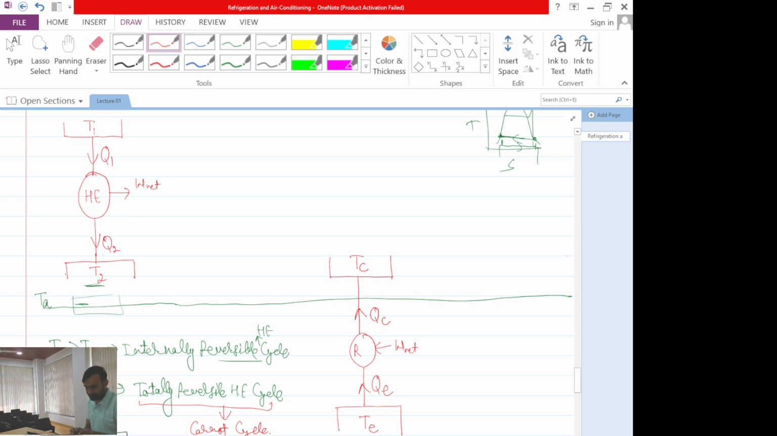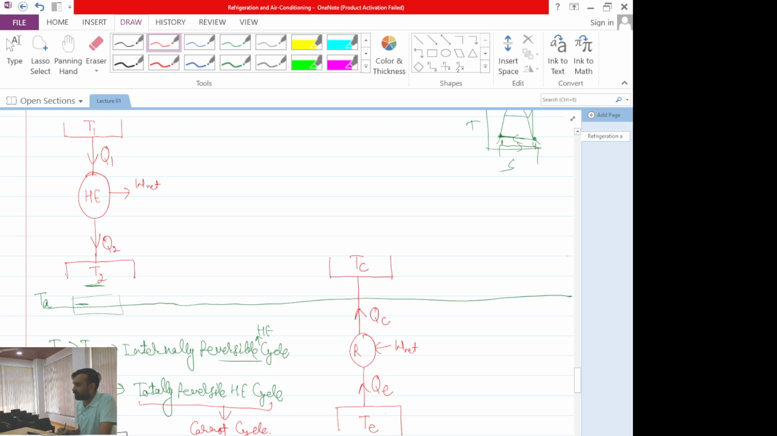Why am I drawing these separately? Because I am trying to draw this with reference to the atmospheric temperature condition, so that you can understand what the operating temperatures of heat engine, refrigerator and heat pump are with reference to the atmospheric temperature conditions. Is this one clear?